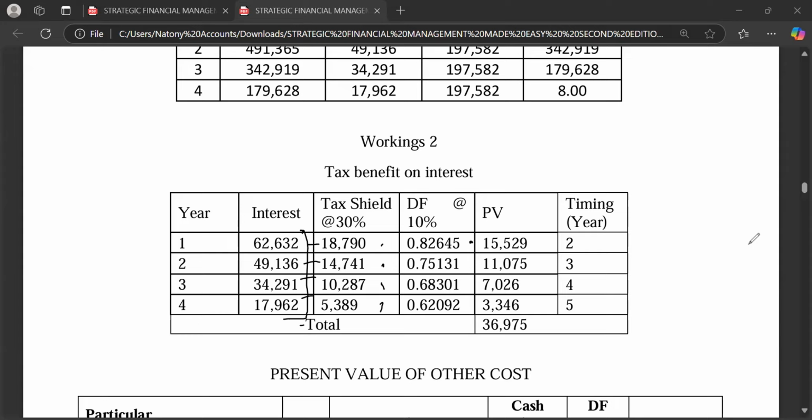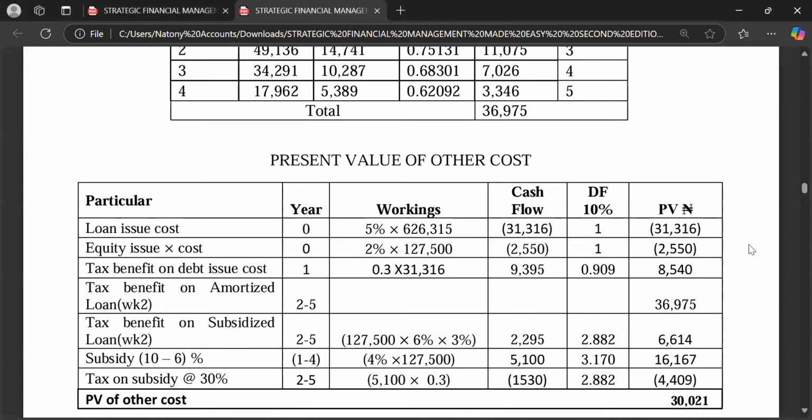This is year two because tax is paid in arrears. This is year two. This is year three. This is year four. And this is year five. That's the timing for tax, right? But you get the benefits year one to year four. The tax timing will be year two to year five. So this total figure is what you will take into your cash flow table.